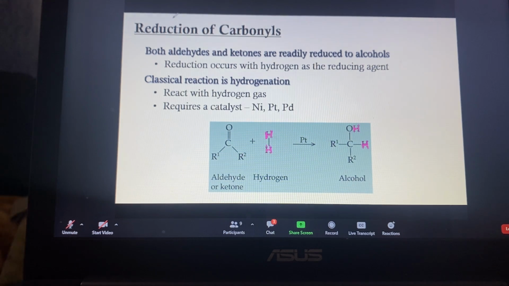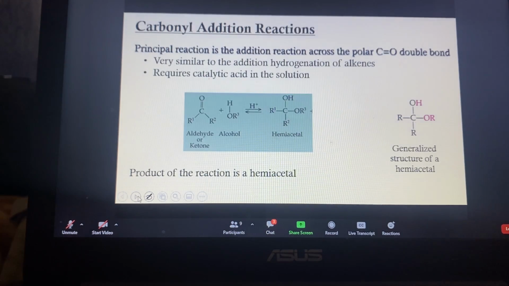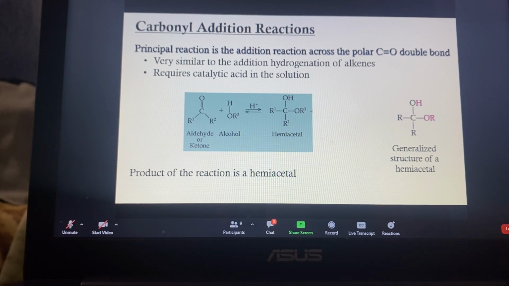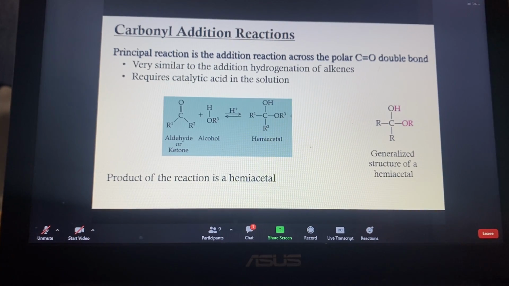Because those are adding hydrogens, but this is like alcohol. That's right. Great segue. So I'm going to go ahead and advance the slide, and let's take a look at another addition reaction. This addition reaction is adding another small molecule across a CO double bond. You can think about this like water. Do you guys remember when we hydrated an alkene, we added water across the double bond? We can add an alcohol across the double bond.